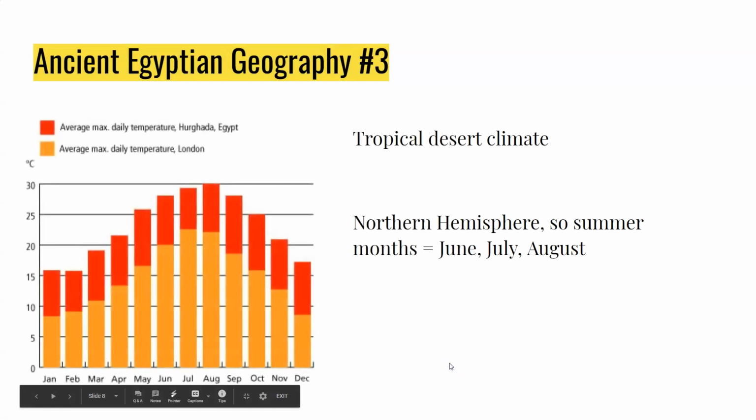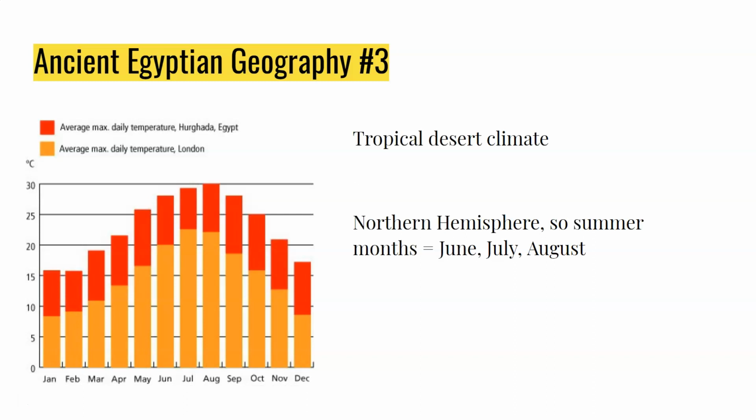This was a tropical desert climate, which means it was real hot all year round. It's in the northern hemisphere, so summer months are June, July, and August. But look at the average temperatures in June, July, and August. You're looking at an average daily temperature of 30 degrees Celsius, which is crazy. It's a very, very hot place. You can see the comparison to London, where London in July and August is averaging between 22, 23 Celsius. Egypt is much hotter.